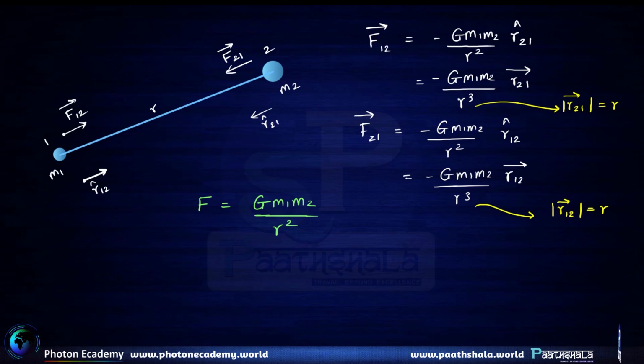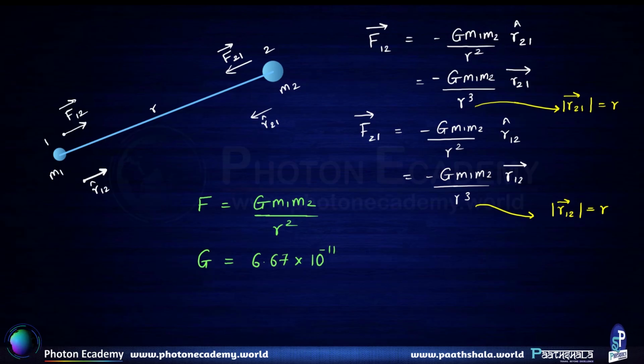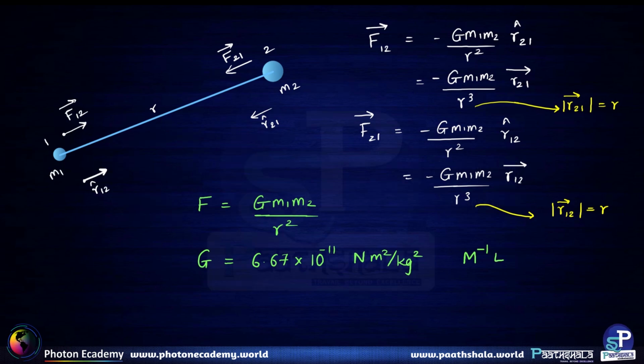Capital G is called the universal gravitational constant. The value of capital G happens to be equal to 6.67 into 10 raised to minus 11, and if you do a unit analysis, you will get the units to be Newton meter square upon kg square in the SI system. The dimensional formula for G is M minus 1 L cube T minus 2. This can be verified by the student.